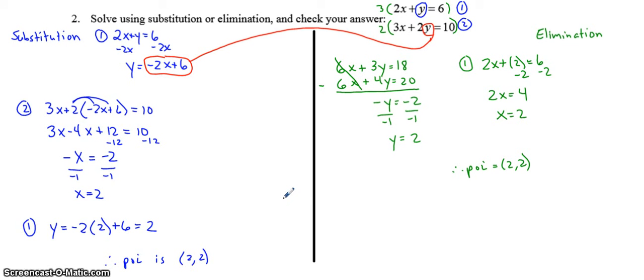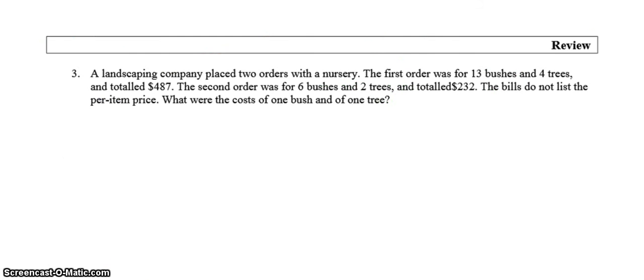So there's your knowledge type questions: solving for the point of intersection using substitution, elimination, or graphing. What you'll also end up having are word problems. Everybody's favorite. So remember our CUBES. The first thing is to circle what we know.